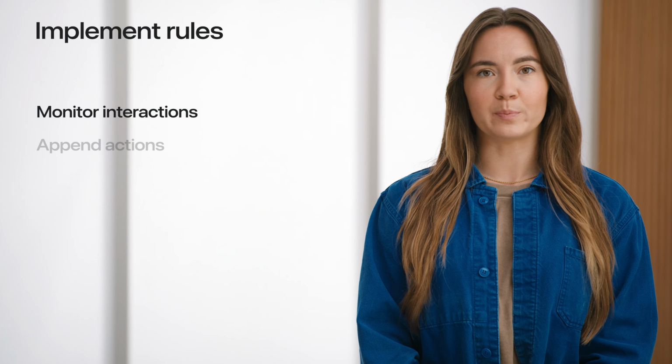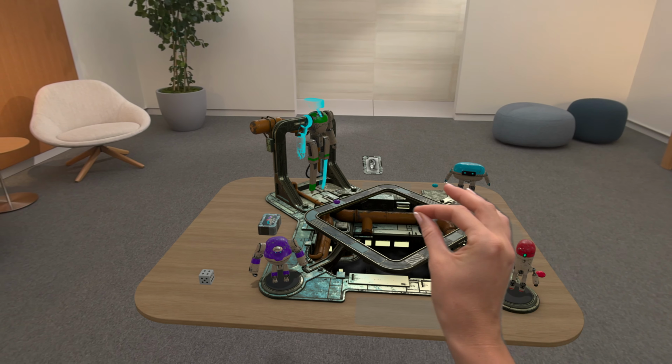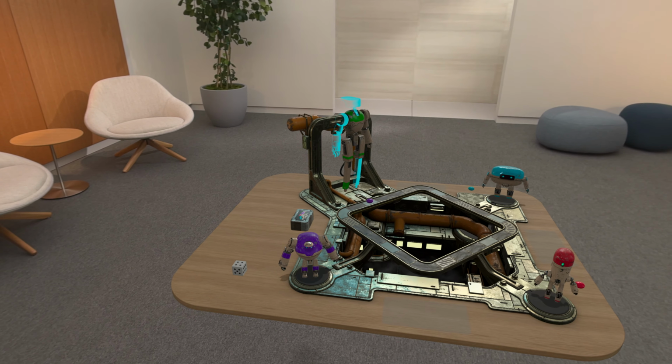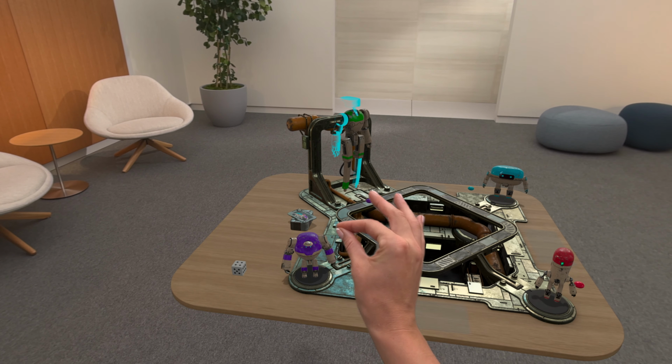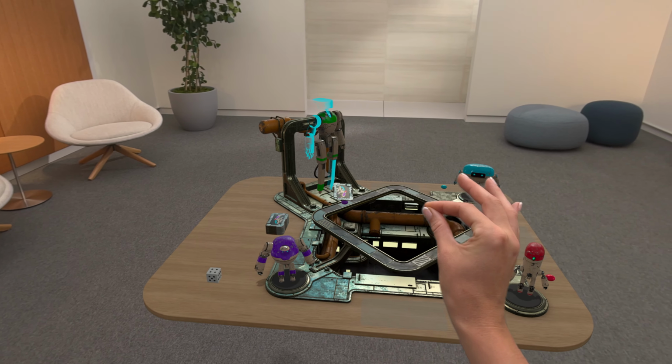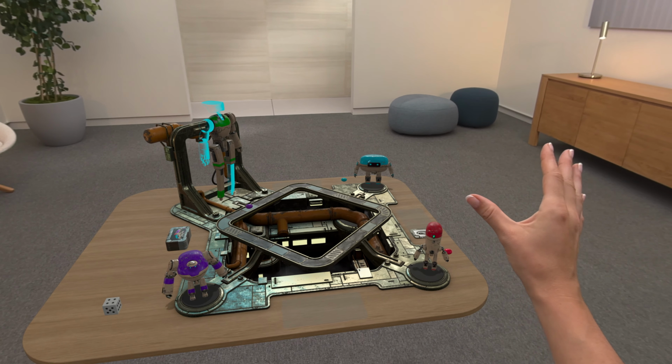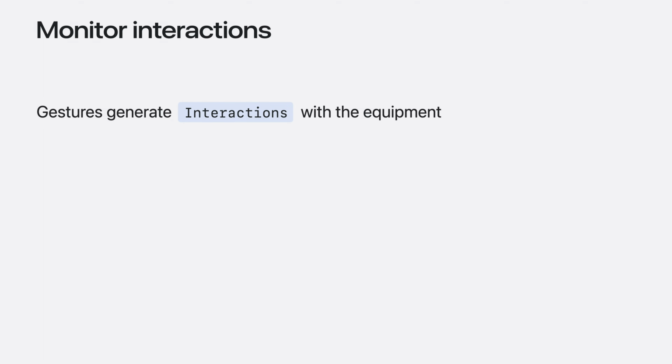Here's a concrete example. A player pinches and drags a card to draw from the deck and places it on one of the existing piles. Monitor for a system pinch, turn it into a TabletopKit interaction, and append an action to move the card to the new pile. System gestures generate TabletopKit interactions.